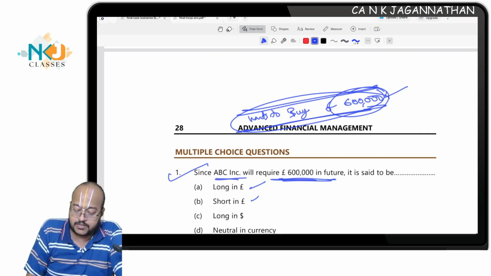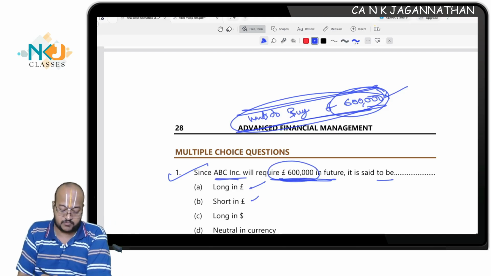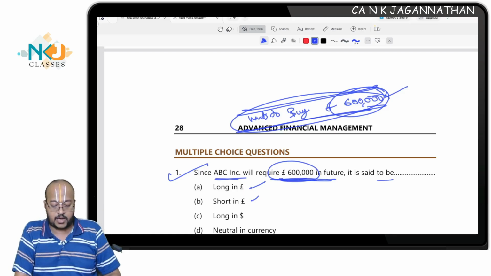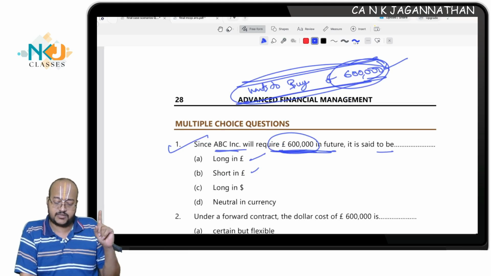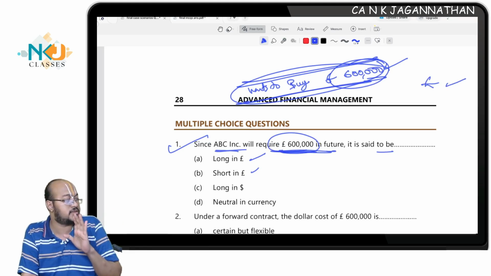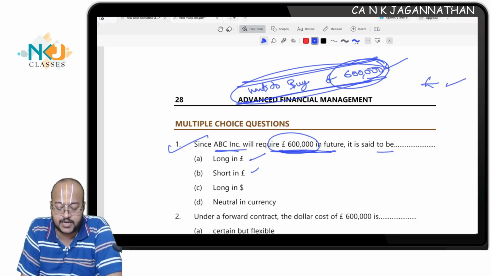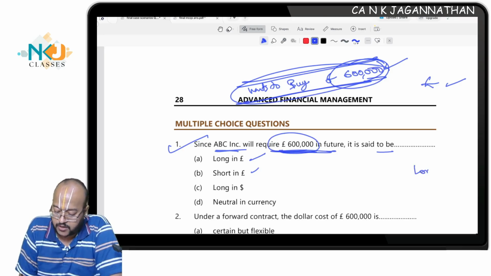Now ABC Limited requires 6 lakh pound in future. What will I do in the spot market? Very simple. In the future, I will require pound. Then in the futures market, what position will you take? You will have to buy pound. So I will be long in futures.